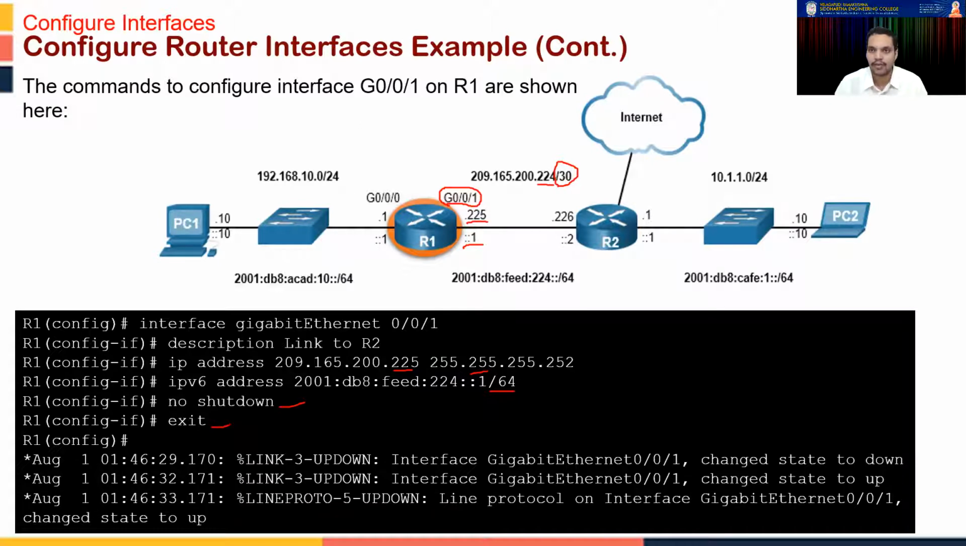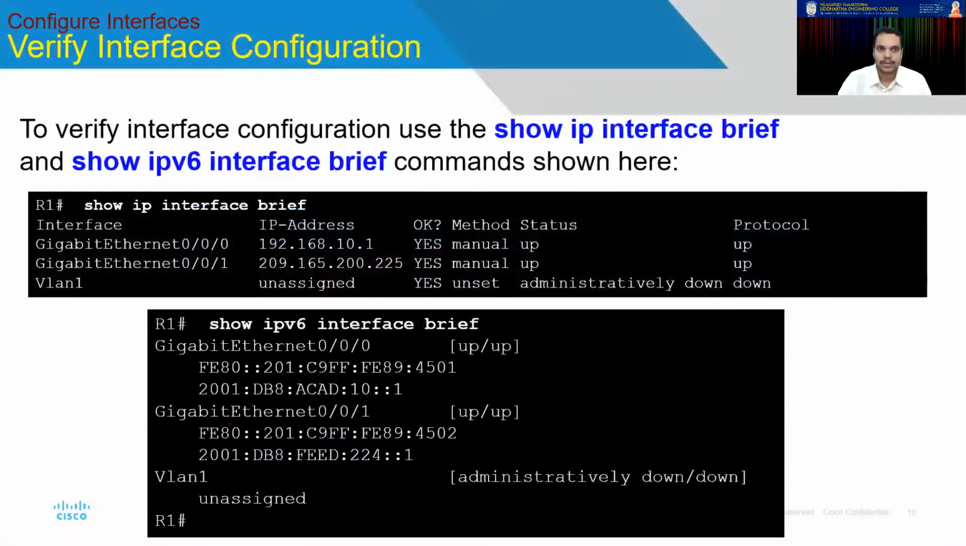Just take the interface you want to assign the IP address to, type the name down and provide a description so that it will help others, and then type the IPv4 address, IPv6 address, and most importantly, put no shutdown. That's fine. Then the link will be activated. So this is how you do it.